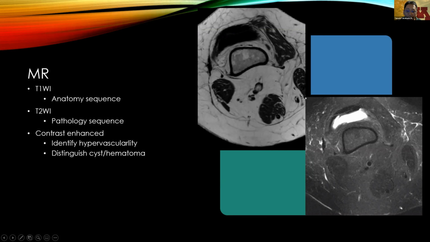And then when you use the T2 weighted sequence, often we do a fat suppression, because you're looking for pathology, or what is a pathology in the MRI.